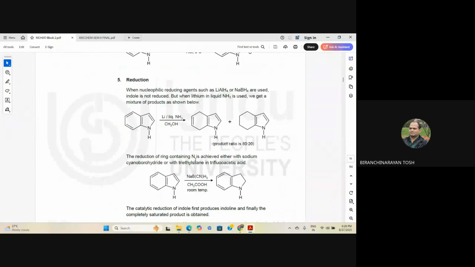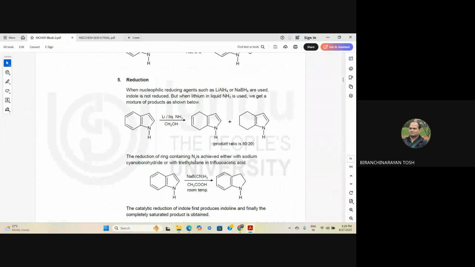In reduction, when nucleophilic reducing agents such as lithium aluminum hydride or sodium borohydride are used, indole is not reduced. But when lithium in liquid ammonia is used, we get a mixture of products as shown here. Completely here two double bonds are there in this benzene nucleus, but here one double bond is there. So the product ratio will be 20 to 80, 20 this one, 80 this one.